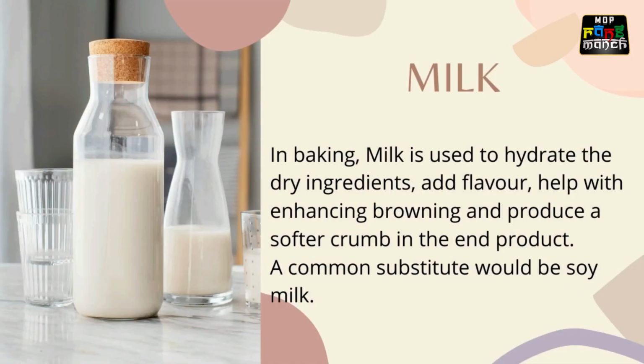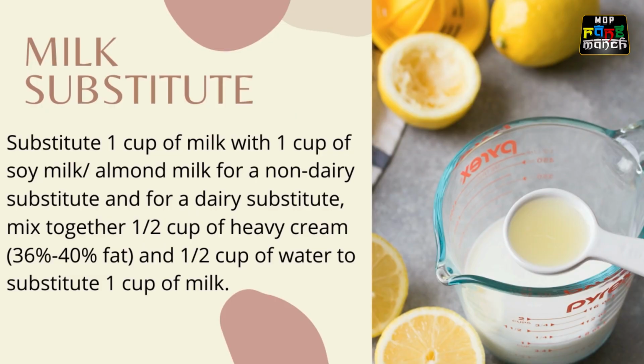In baking, milk is used to hydrate the dry ingredients, add flavor, help with enhancing browning, and produce a softer crumb in the end product. A common substitute will be soy milk. Substitute 1 cup of milk with 1 cup of soy milk or almond milk for a non-dairy substitute, and for a dairy substitute, mix together half cup of heavy cream, that is 36 to 40% fat, and half cup of water to substitute 1 cup of milk.